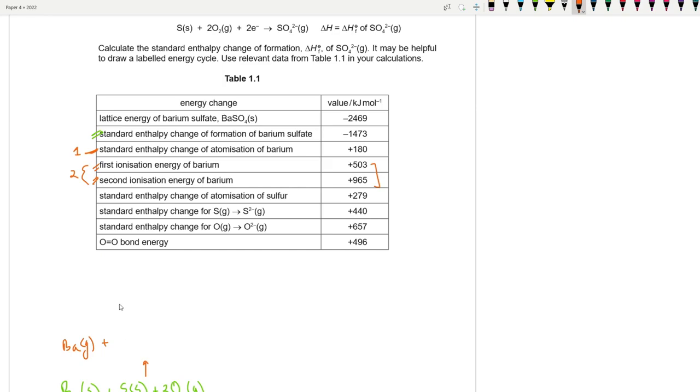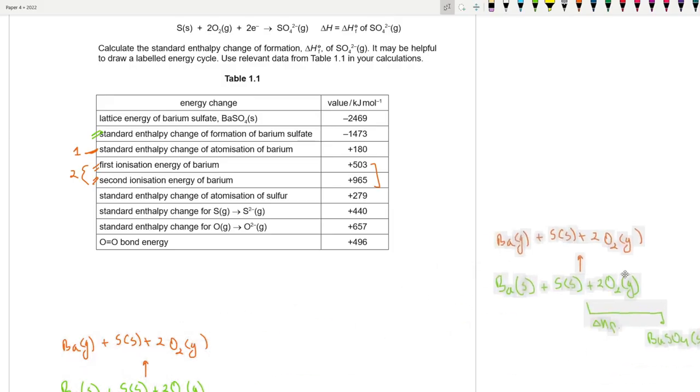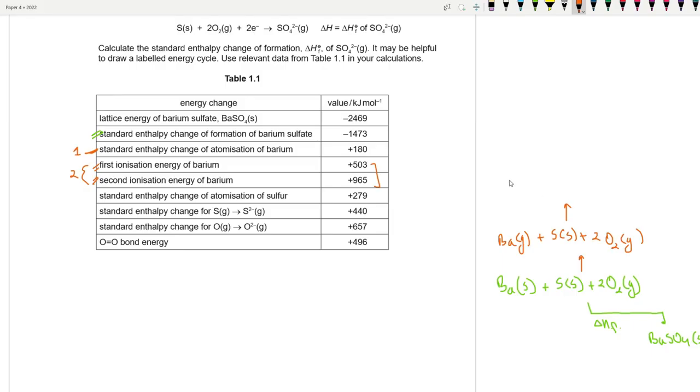Sulfur solid plus 2O2. Why don't I draw the diagram here? I think it's gonna be better for you guys, right? Okay. So I convert barium to a gas, then I convert it to Ba2 plus gas. Okay. Sulfur solid plus 2 oxygen gas. Okay. So this is basically del H atomization of barium, and this is basically del H IE 1 plus 2 of barium gas. Okay. Now what?